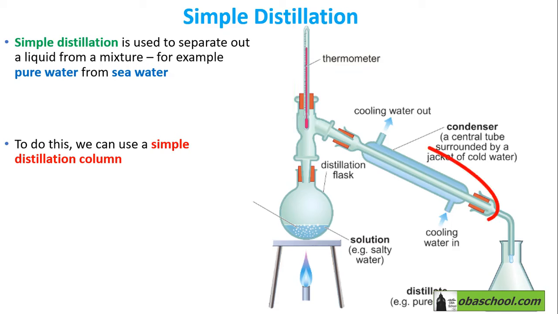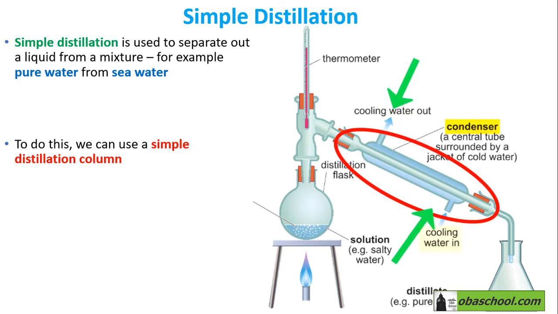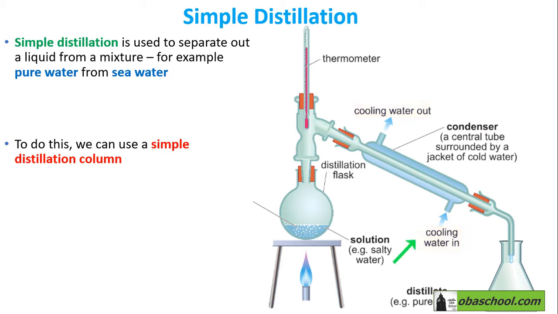This part is called the condenser. The condenser has 2 inputs. We have the cooling in part and we have the cooling out part. So here we allow water to enter to cool out the condenser, and from there the water will flow out. And we have here a flask that will collect our pure product.